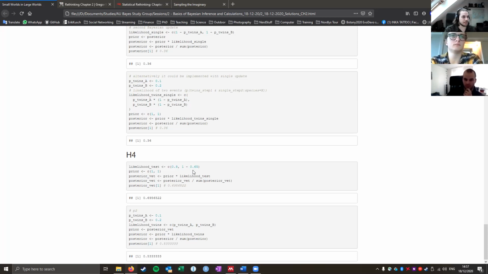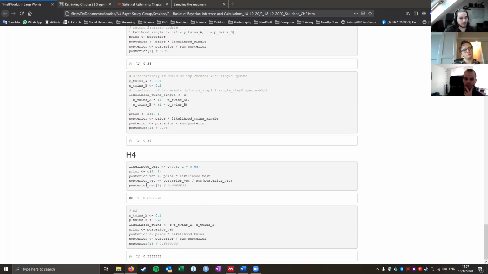And that's what we're looking at here. We then just set the prior of 1 and 1, because we don't have prior information for this first step of the exercise. We calculate prior times likelihood of our test pointing to an A individual. We do our regular posterior calculation.